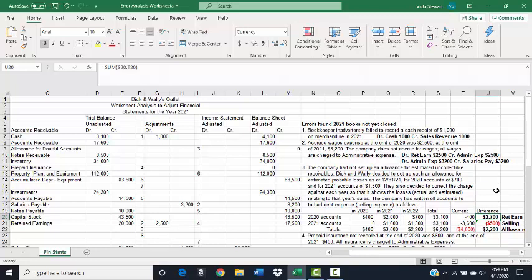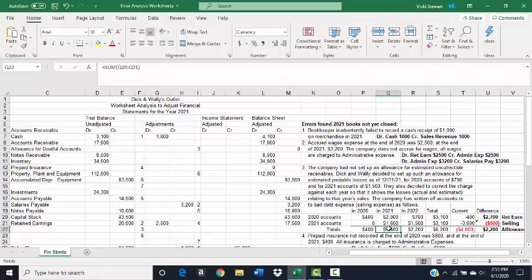Now we are in 2021. We have not closed the books for it. We have debited selling expense this year for $1,600 of 2021 sales, but we've also debited it for $2,000 that belonged to 2020. So we've debited it this year for a total of $3,600.